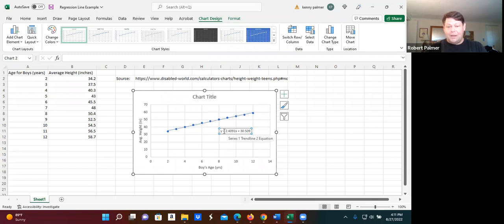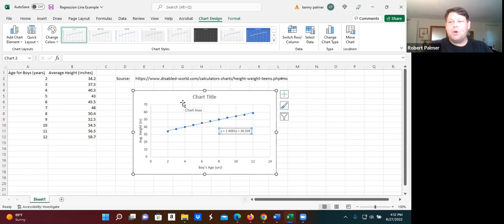So we get a line, and our slope is 2.4091, and our y-intercept is 30.509. Okay. So that is a best fit regression line.